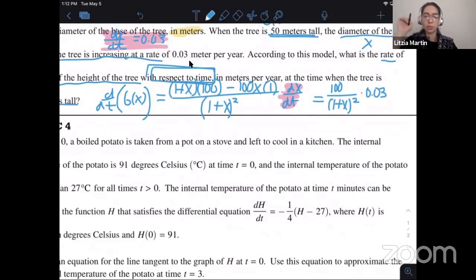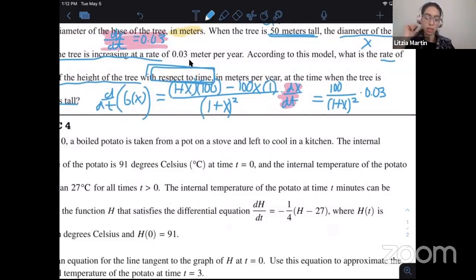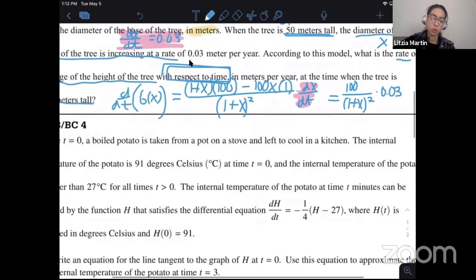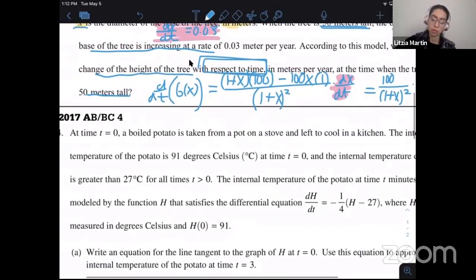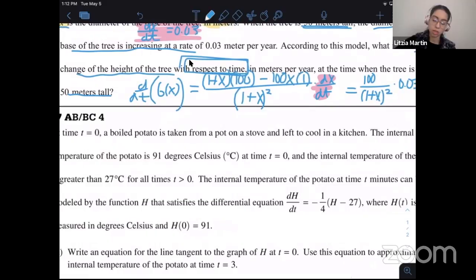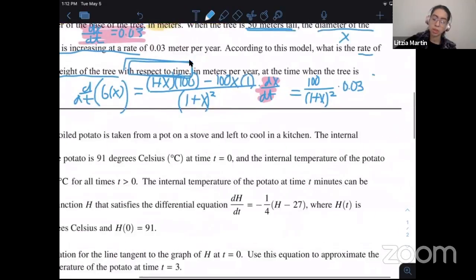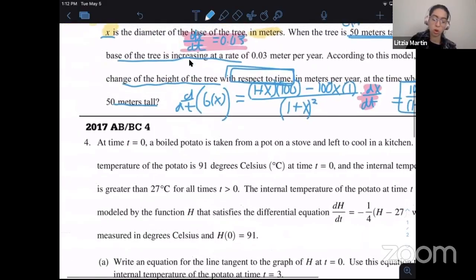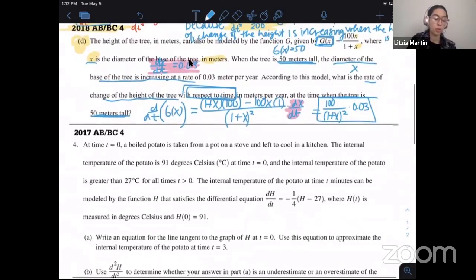So what is it that we were trying to find again? What is the rate of change of the height with respect to time t? So we've found that rate of change here. We want to know when the tree is 50 meters tall. Okay, so the tree is 50 meters tall.